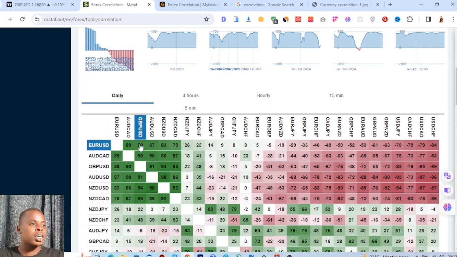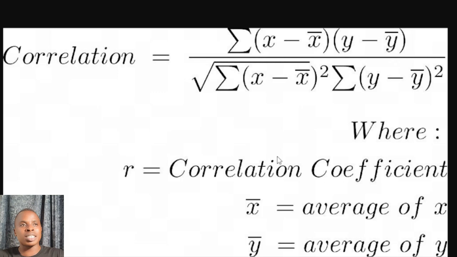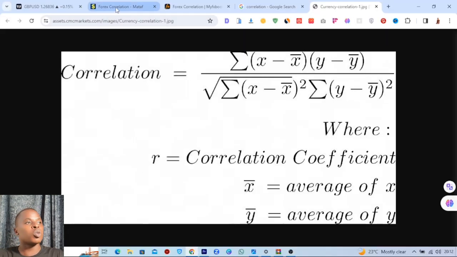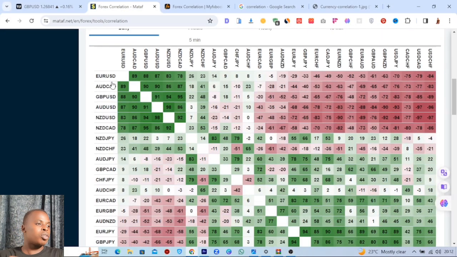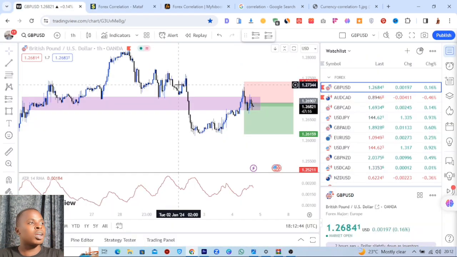So these two pairs, if GU is going up, AUKED is also likely to be going up, because there's a 90% relationship between these currencies based on this formula, but we are not going to go through the formula. So if you come to this page and you see GU and AUKED, you're going to see there's 90% chances that these currencies are going to move in the same direction. So let's jump to TradingView and let's see if this is true.